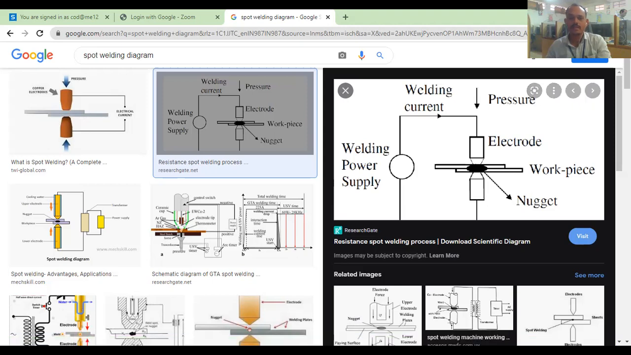Okay, so does anyone have any doubt in this? Yes or no? No, sir. Okay, before drawing this diagram, we will see videos on spot welding or resistance welding, and then we will proceed to the diagram.